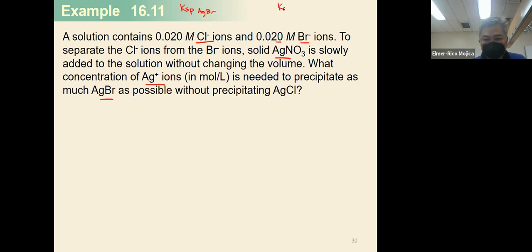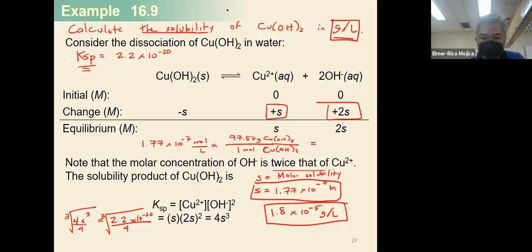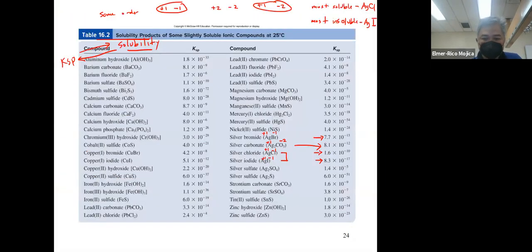silver bromide KSP, silver chloride KSP, you have it here in the table. You have a 1.6 times 10 to the negative 10 and a 7.7 times 10 to the negative 13.